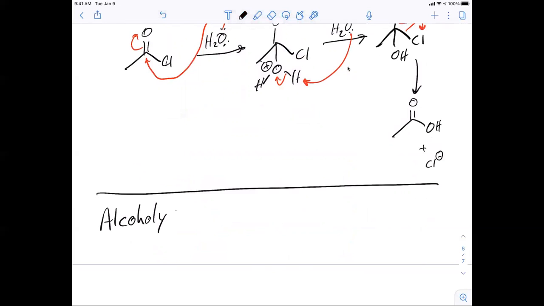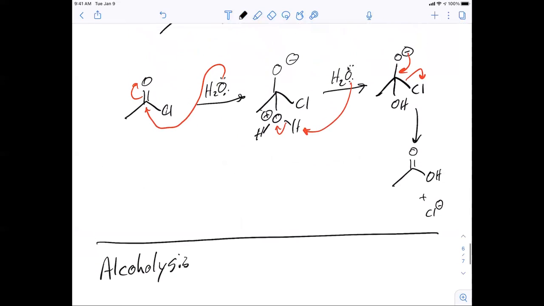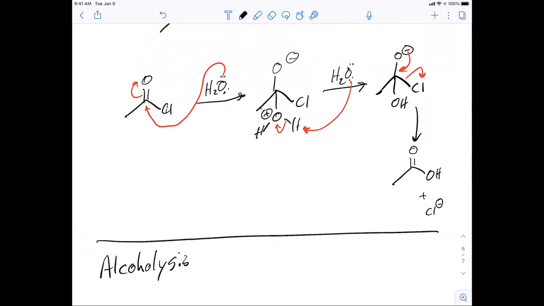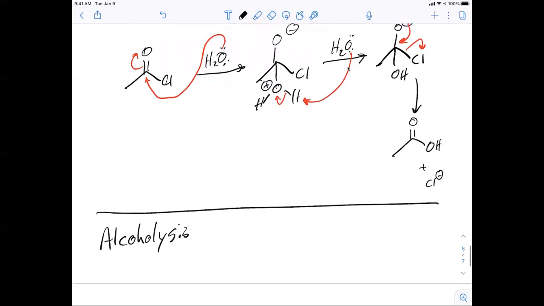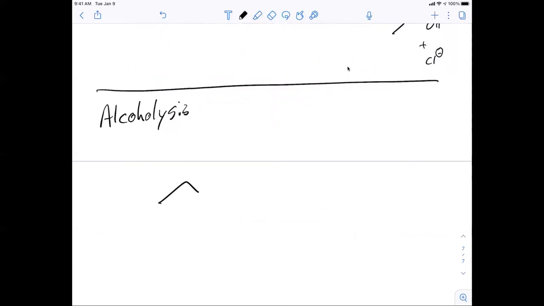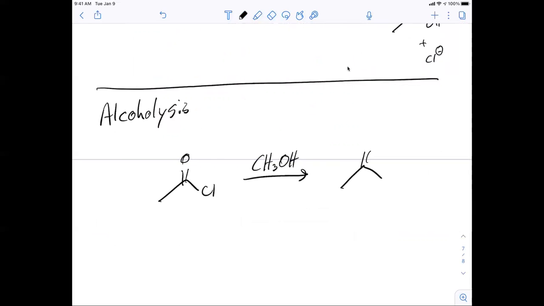Alcoholysis, right, just breaking it with alcohol instead of water. Okay, so this is a nucleophilic acyl substitution, just has a proton transfer in the middle. Alcoholysis, we take the chloride. Again, the chloride's a good leaving group, so we don't need much here but the alcohol. So just take an alcohol, and that alcohol will turn it into the ester.